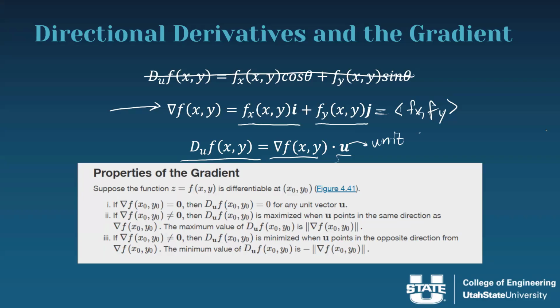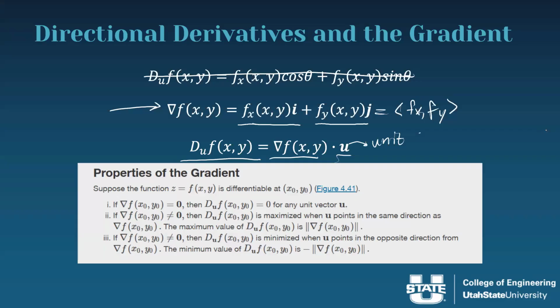Let's see, properties of the gradient. If the gradient is equal to 0, then the directional derivative is 0. If it's not equal to 0, then the directional derivative is maximized when u points in the same direction as our gradient. If you think about it, the gradient is a vector of our derivatives, and derivatives tell you your slope or your rate of change. And so the direction of the gradient is where your rate of change is growing the fastest.